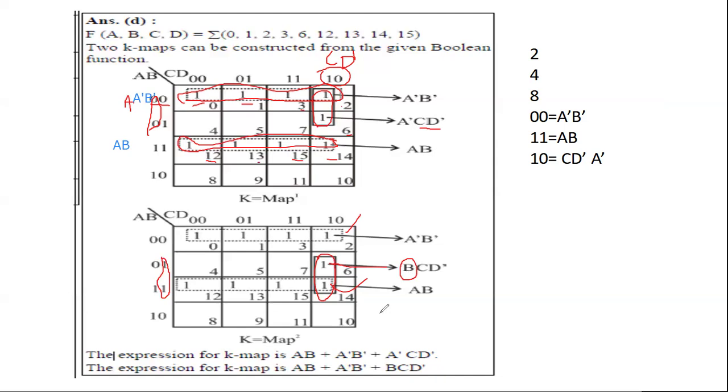So the answer is we get two options here. That is AB plus A bar B bar plus A bar C D bar, or AB plus A bar B bar plus B C D bar. Okay, this is the answer for this question. I hope this is clear. Next, let's move into another question.